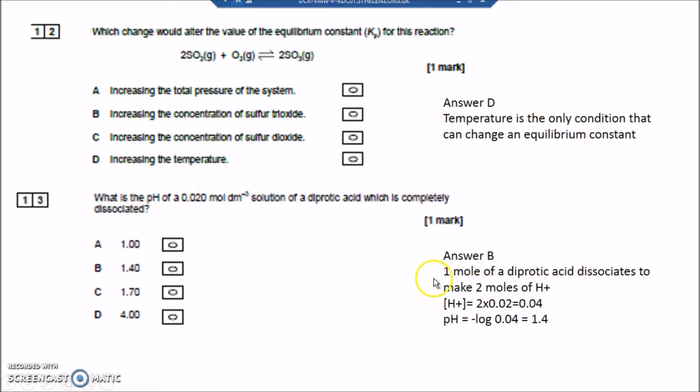So the concentration of the H+ is 2 times 0.02, 0.04, and the pH is minus log to the base 10 of the H+ concentration, and that will work out as 1.4, which seems like a perfectly good pH for an acid, which is B.